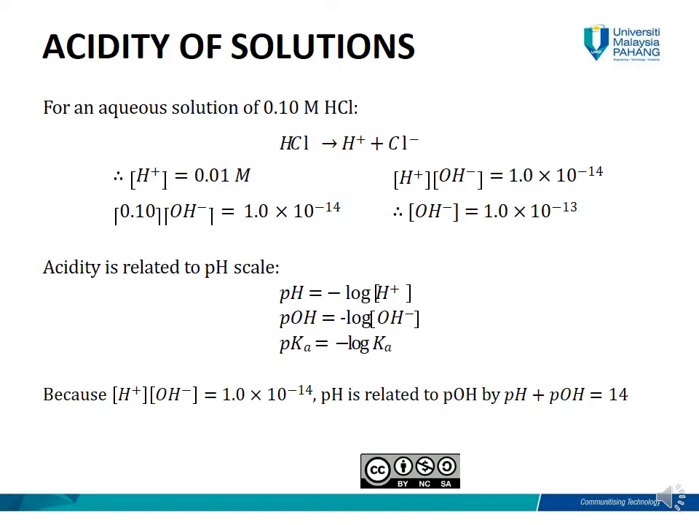Another important point to consider is that the product of H plus and OH minus must equal 1 times 10 to the power of minus 14. This relates to the formula pH plus pOH equals 14. That's why on the acid-base scale, you can take note that the range is only from 0 until 14.